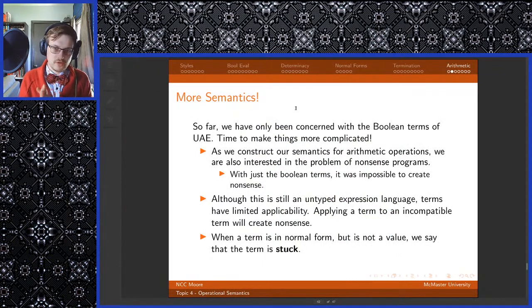So far, we have only been concerned with the Boolean terms of UAE. Time to make things more complicated. As we construct our semantics for arithmetic operations, we are also interested in the problem of nonsense programs. With just Boolean terms, it was actually impossible to create nonsense. If you take the Booleans alone, it's impossible to create an expression using only those terms that would not correctly evaluate, or is nonsense in some other way. There's no such thing as a type error if there's only one type. That's what I'm trying to say.